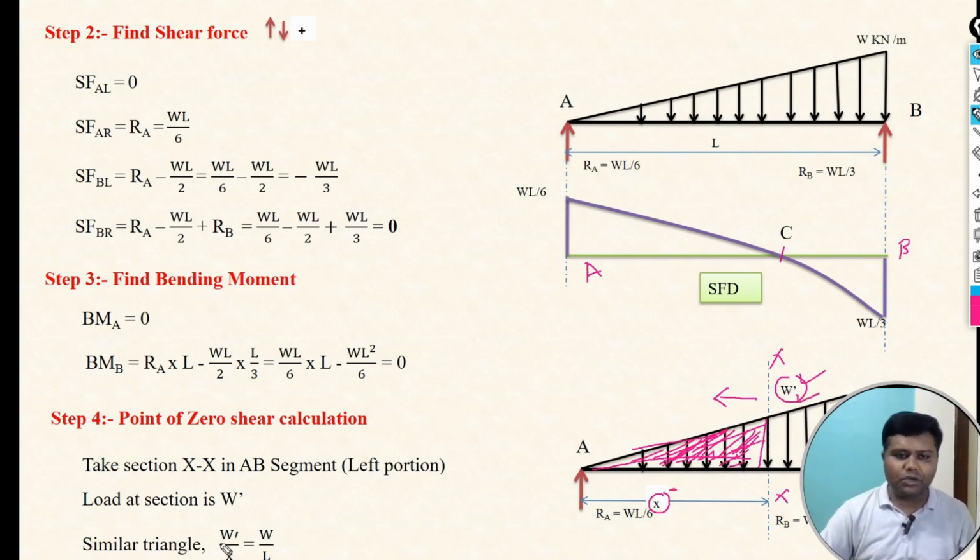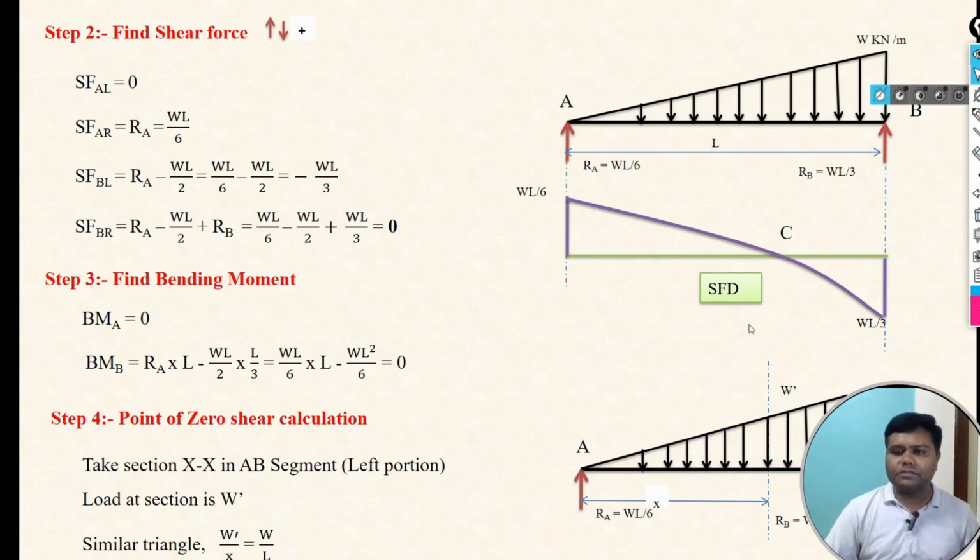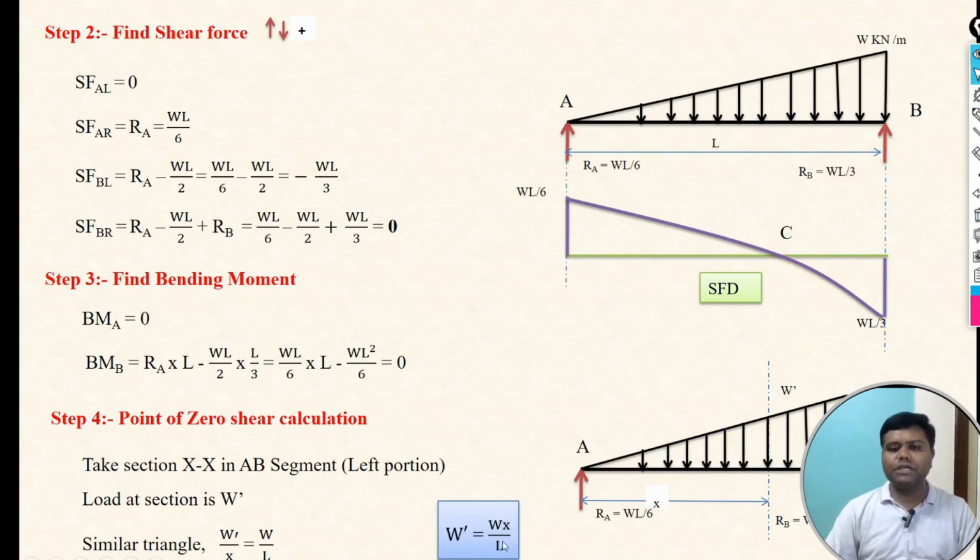So we have taken the ratio w dash by x is equal to, now for the whole triangle, for this big triangle, the height is w and the length is L. So we have considered W by L, but we are interested in W dash. So what will be the W dash? W dash is equal to Wx by L. That is the magnitude at the section.